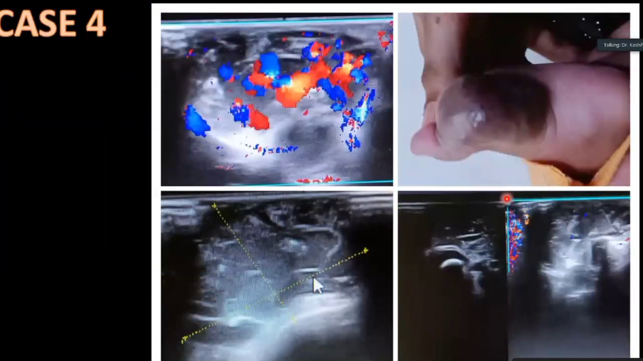Now come to the next case, case number 4. This is a recent case, a 9-month-old boy with a painless swelling at the ventral aspect of the right foot, and we did an ultrasound.